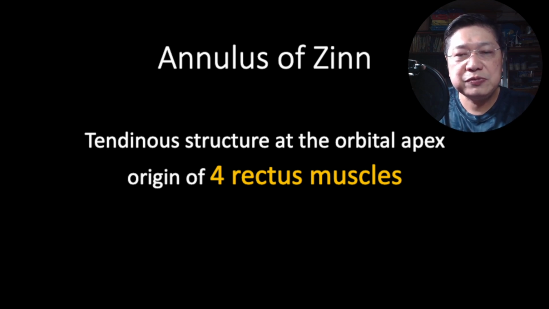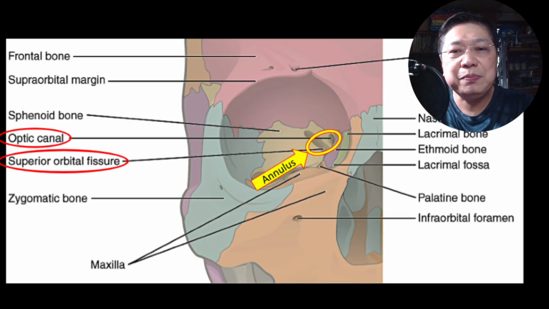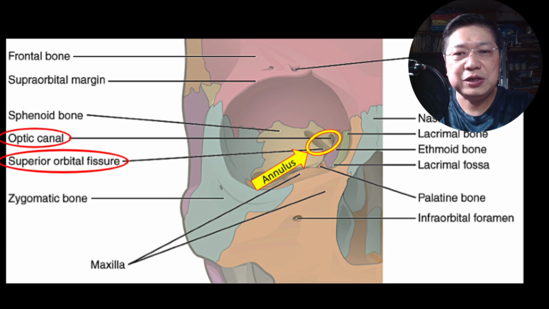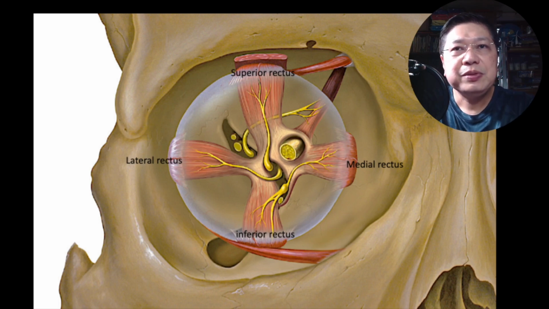Now, the annulus of Zinn and the superior orbital fissure are important because the annulus of Zinn is actually bisecting the superior orbital fissure. It's in the middle. If you notice, your body doesn't really create structures out of the blue. The superior orbital fissure is the biggest opening at the back of the eye, or the orbital apex. Now, the annulus of Zinn is bisecting this, and in so doing, it actually created separations.